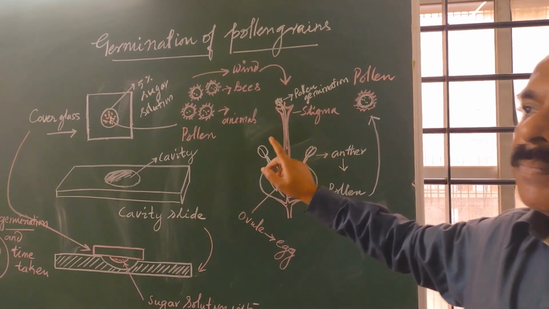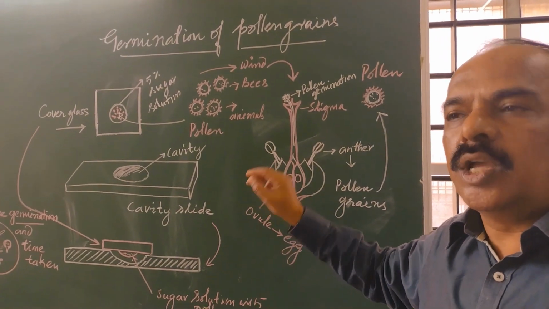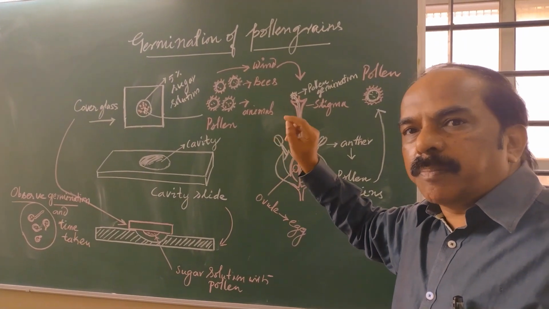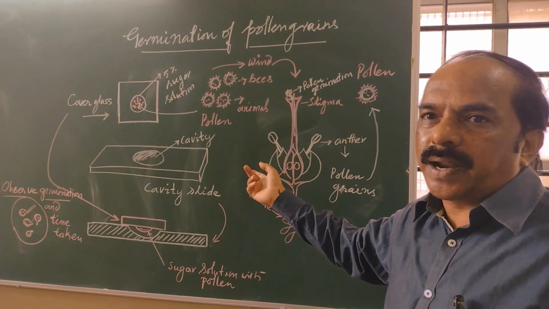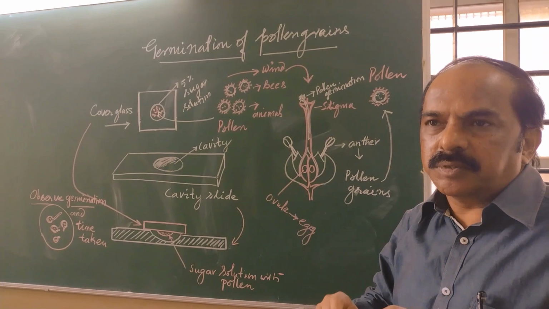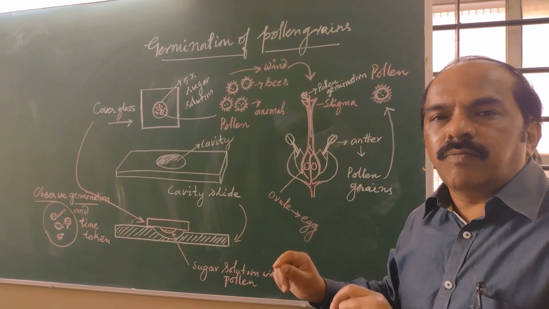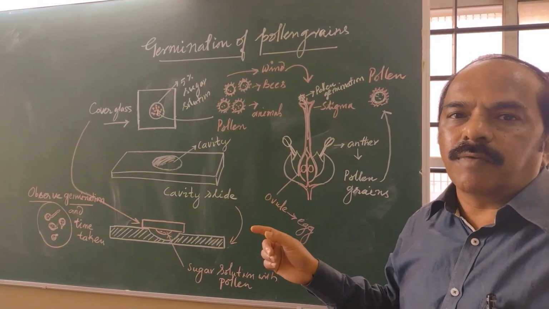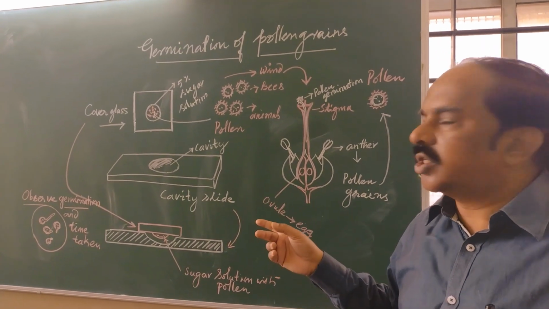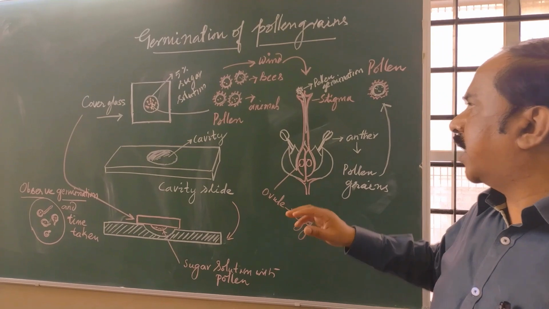So normally what happens is cross pollination occurs. Pollen grains of one plant will be deposited on some other plant of the same species. Pollen grains of one plant of the same species will be transferred onto the stigma of the other plant of the same species. This is called cross pollination, and the plants have adapted for cross pollination.